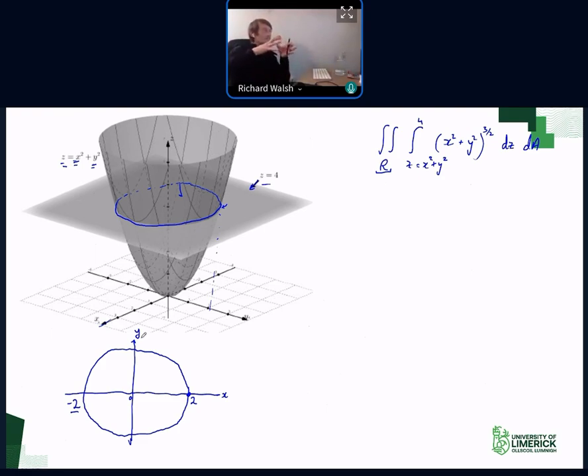R is that circular region. The circle is centered at (0, 0), so x squared plus y squared equals 4 will be the equation of that. Any circle centered at (0, 0), that's the formula for it. And our radius there is 2.